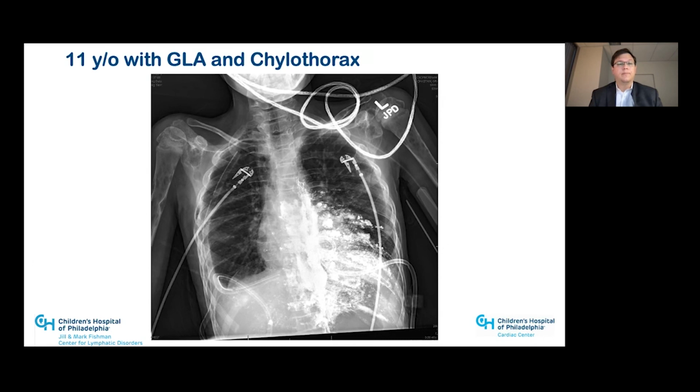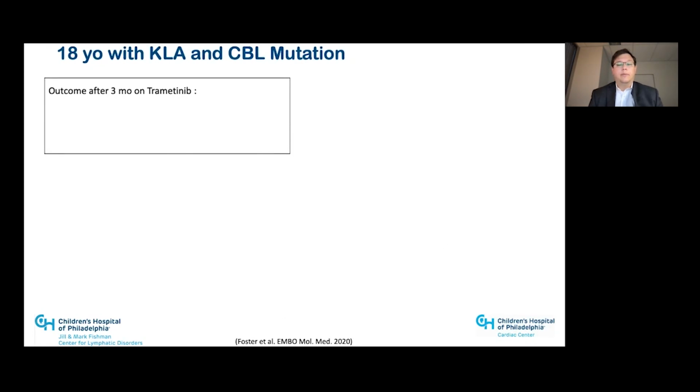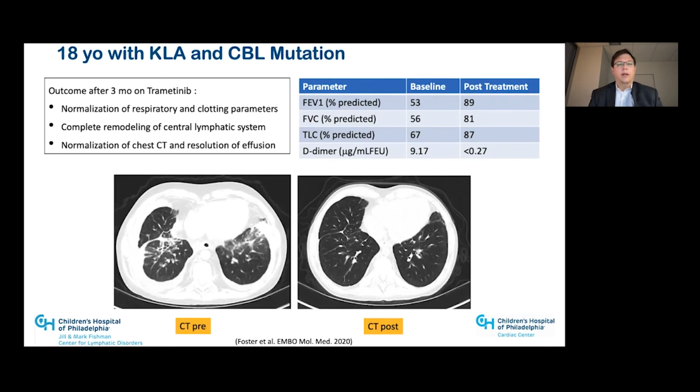Now, finally, the last example I want to give you is another way that we can use this imaging modality. It is a way for us to not only diagnose, but also track treatment of disease. This particular patient with KLA had a CBL mutation, and she was started on trametinib, a MEK inhibitor, in order to modify the downstream signaling pathways involved. She actually had significant improvement, with normalization of her pulmonary function tests, as well as her D-dimer levels and clotting parameters. And her lung parenchyma itself, based off a CT scan, significantly improved as well.